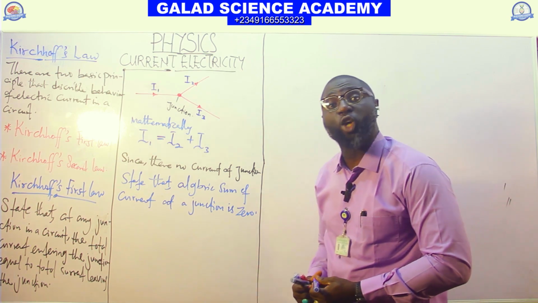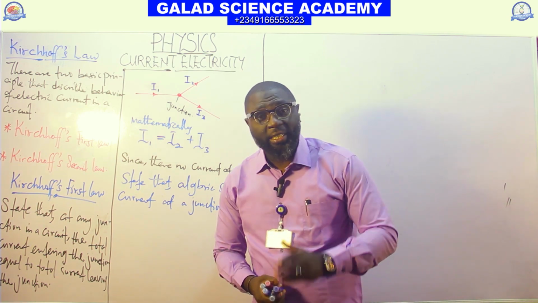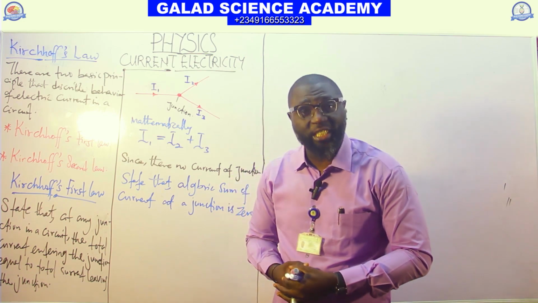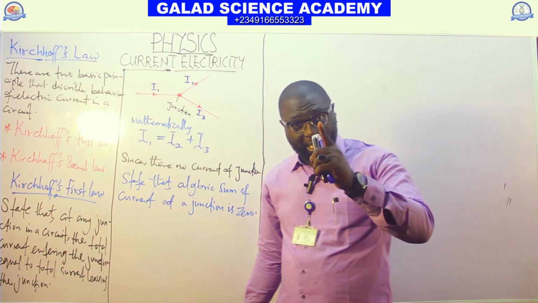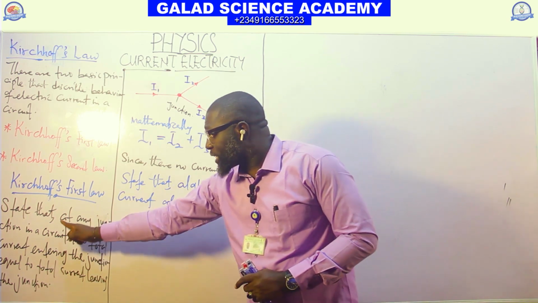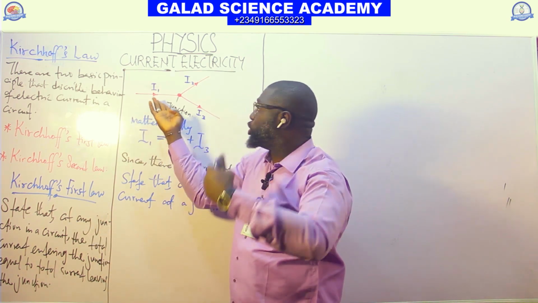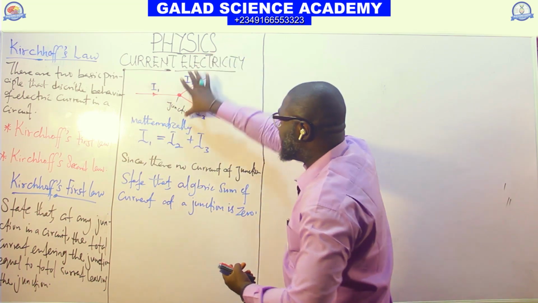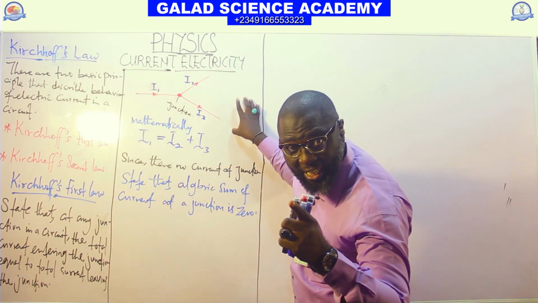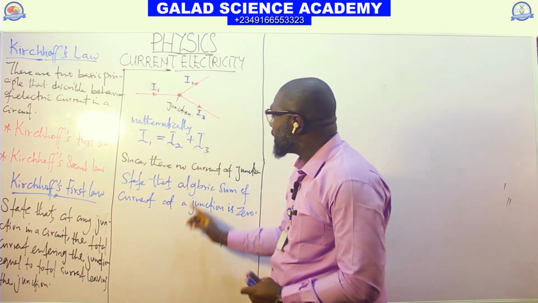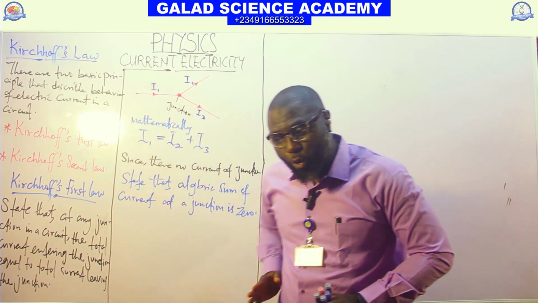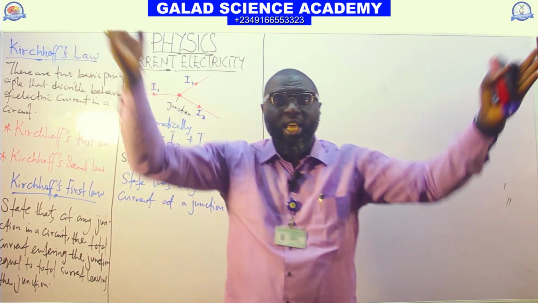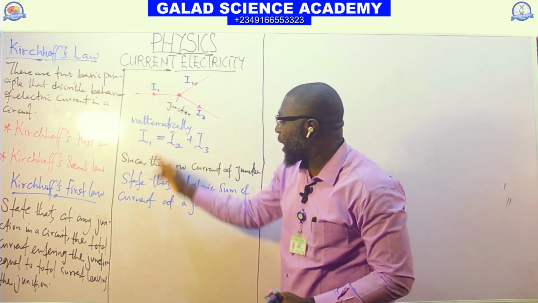Please, in a multiple choice question, they will ask which of the following statements is correct for Kirchhoff's first law. The first one says that the sum of the current going into the junction equals the sum of the current leaving the junction. We can also say that there is no current staying at this junction. Current will go and split.